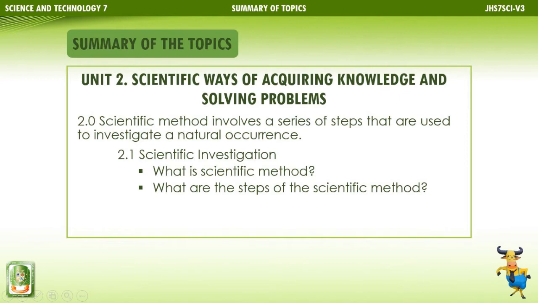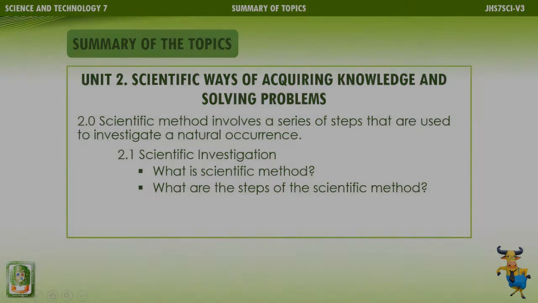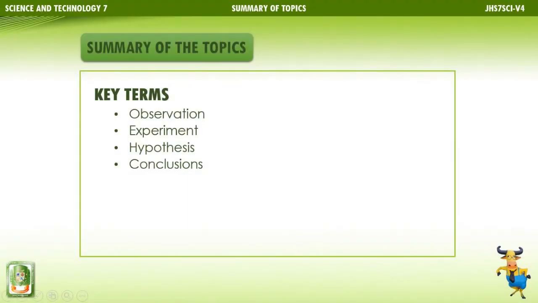Summary of the topics. Unit 2. Scientific ways of acquiring knowledge and solving problems. 2.0 Scientific method involves a series of steps that are used to investigate a natural occurrence. 2.1 Scientific investigation. What is scientific method? What are the steps of the scientific method? Key terms: observation, experiment, hypothesis, conclusions.